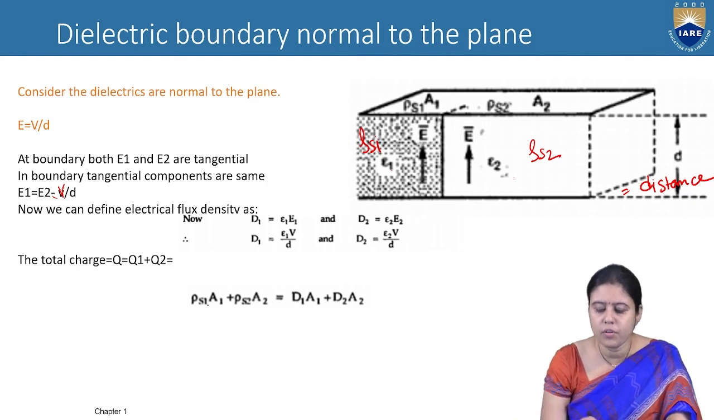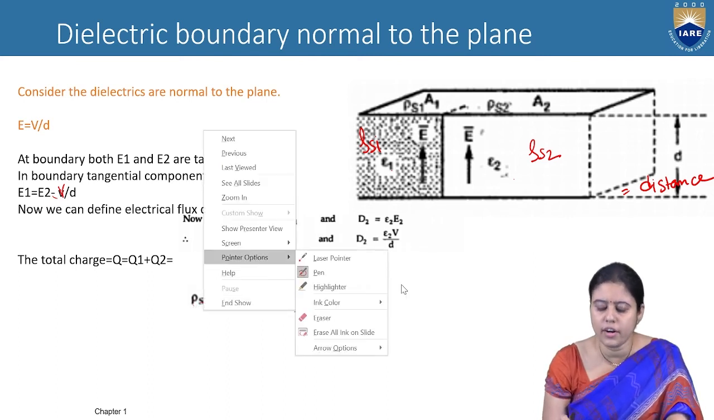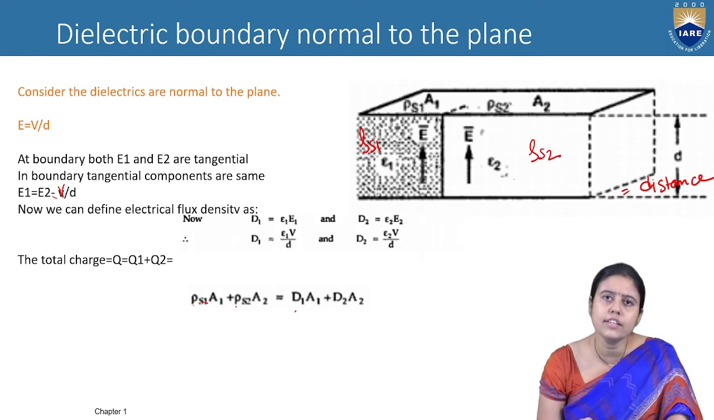So for Q1, the charge is rho S1 into A1. What is Q2? Rho S2 into A2. Now what is rho S1? Rho S1 is equal to D1, we already know. What is rho S2? Rho S2 is equal to D2. So this is D1 A1, this is D2 A2.